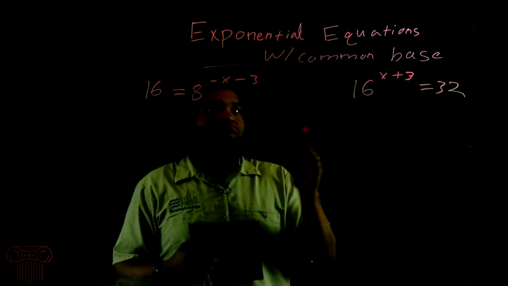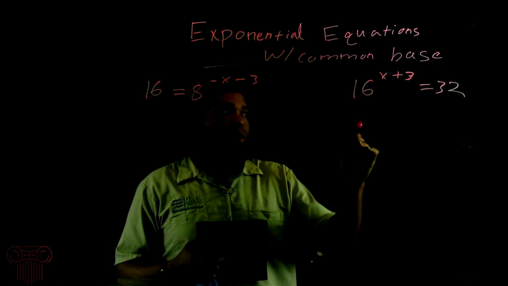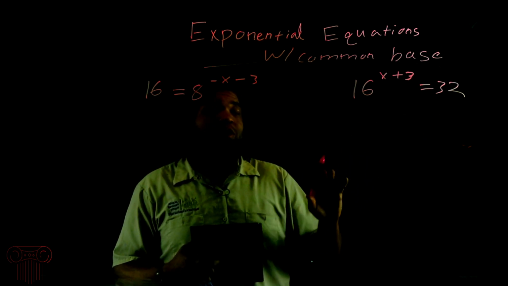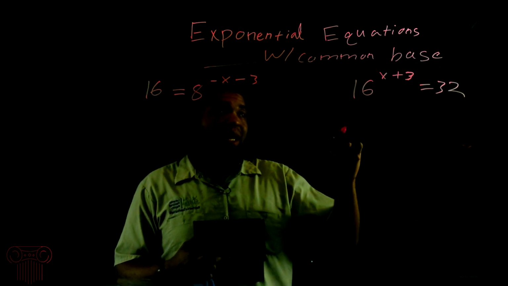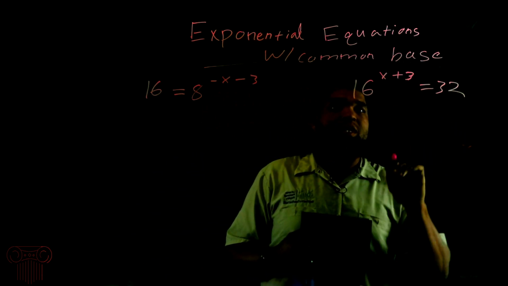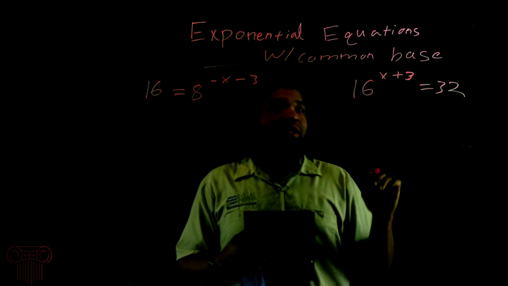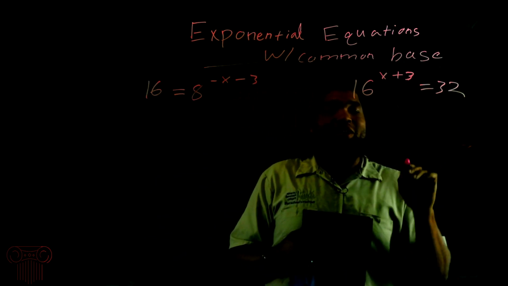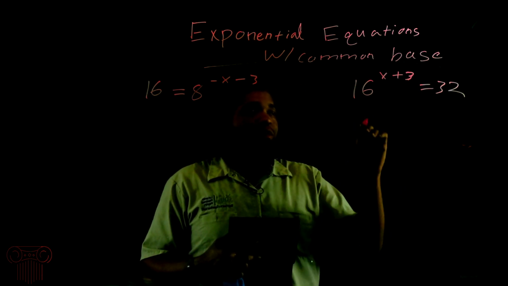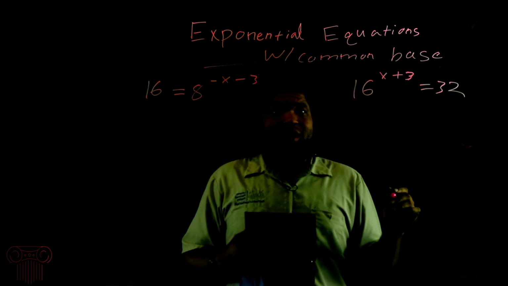Both of these problems have a common base, and all that means is that there's a common number between the two of these that they can be reduced to the power of. So we can use the same base to the power of whatever that'll give us these numbers. We're going to reduce our base numbers first, which in this case are 16 and 32, and then we're going to solve our equation. So let's figure out what the base is.